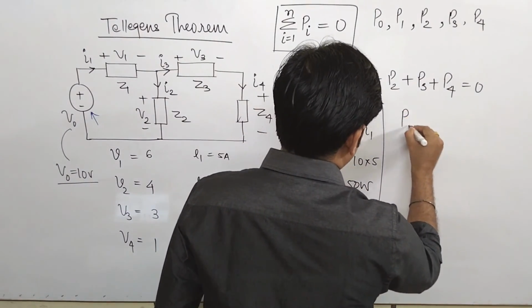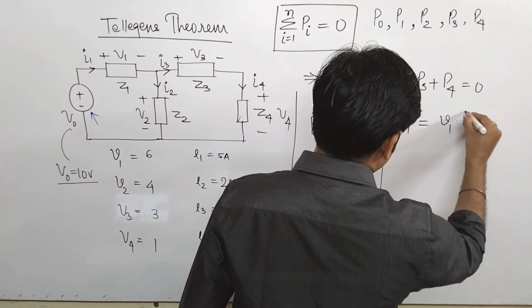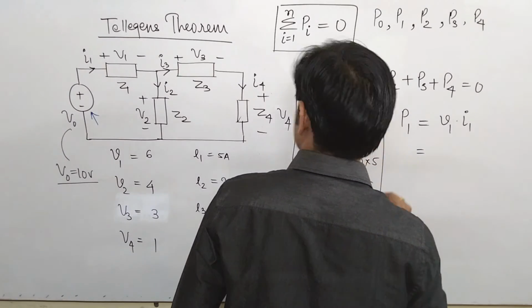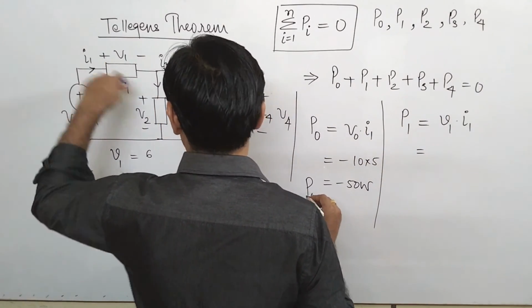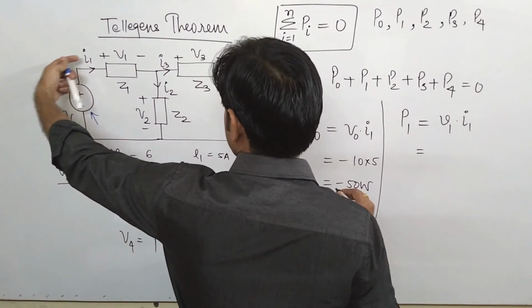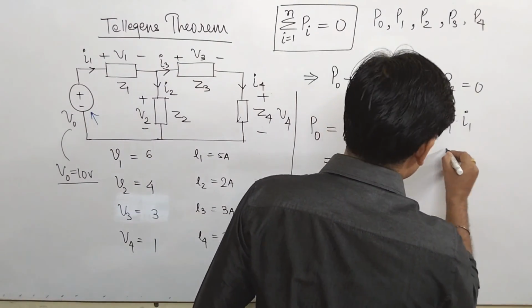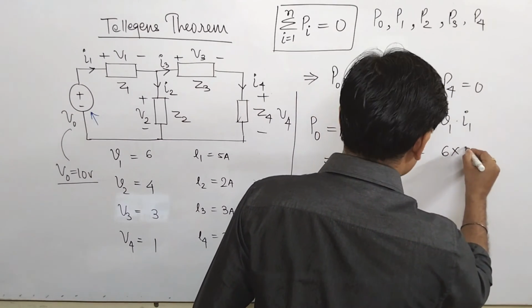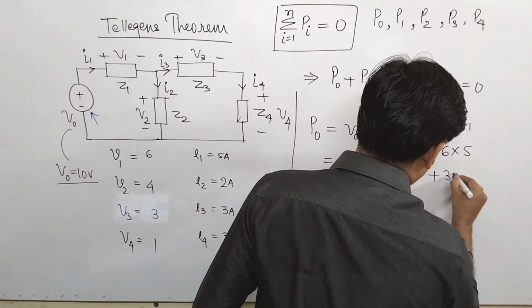If we talk about P1, the power is V1 into I1. Now this power is positive. Why? Because this element is absorbing. Current is entering into this terminal, and the value of V1 is 6, the value of I1 is 5, so it is positive, that comes to be plus 30 watt.